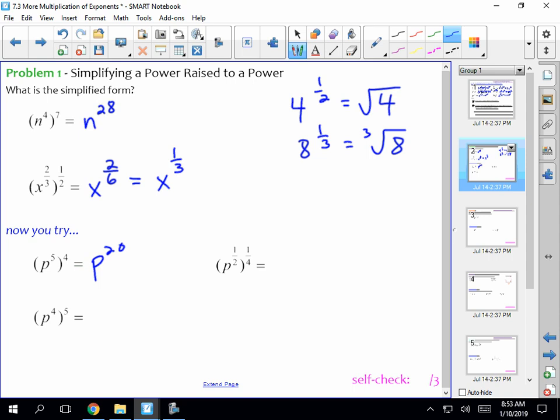So because of the commutative property, it doesn't matter which order it's in. These are both p to the 20th. And then this is p to the 1/8. Good. Okay, you just leave it like that.